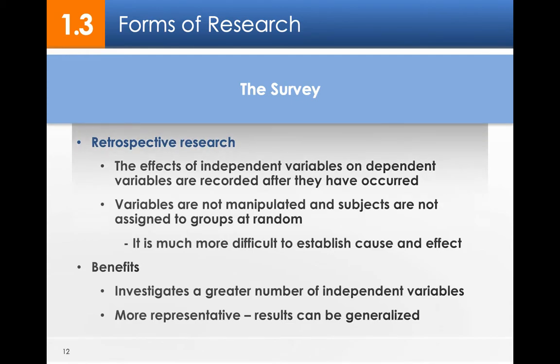We can also do a survey. A survey is retrospective research. We're looking at the effects of independent variables on dependent variables, and they're recorded after they have already occurred. Variables are not manipulated, and subjects are not assigned to groups at random. It is much more difficult to establish cause and effect. In order to establish cause and effect, we have to be able to show that one thing occurred before the other. This does allow us to look at a much larger number of independent variables, and we can make sure that we are surveying people in a way that makes the sample much more representative and therefore able to be generalized to the population as a whole.